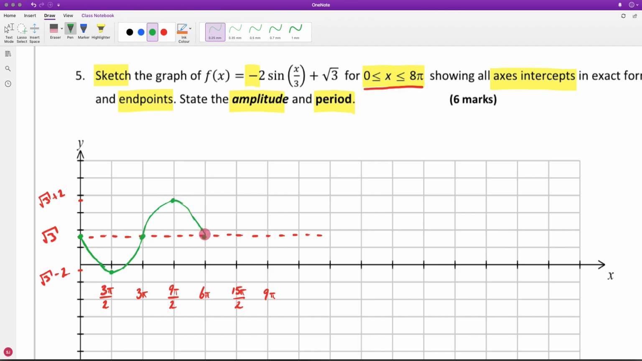That is a beautiful graph, if I may say so myself, and I just did. So let's continue. This one down here is going to go back down.